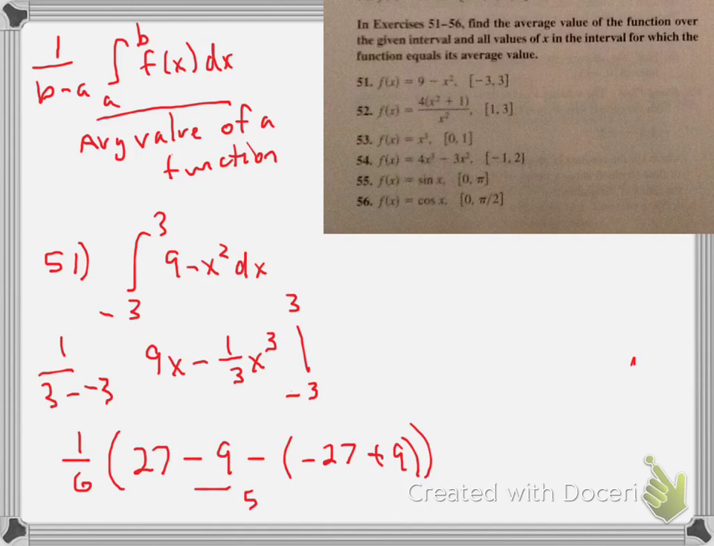54 minus 18 times 1/6. 54 minus 18 is 36 times 1/6. Not 1/3, 1/6. So our average value is 6.